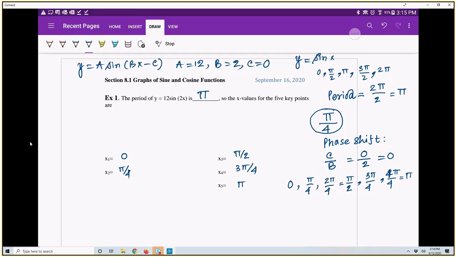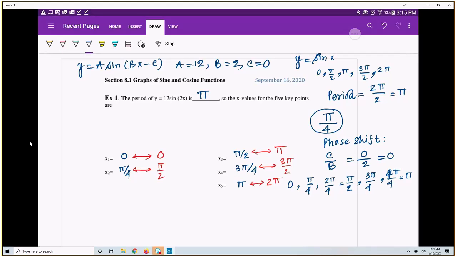And I tell myself constantly that this 0 acts as the original sine function acts at 0. Pi over 4 acts as the original function's pi over 2. Pi over 2 in this new function acts as the original function's pi. 3 pi over 4 acts as the original function's 3 pi over 2. And pi acts as the original function's 2 pi. Then it is a little easier for us to draw the graph of this function.